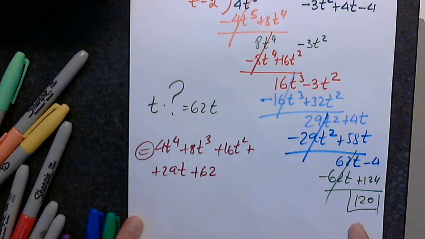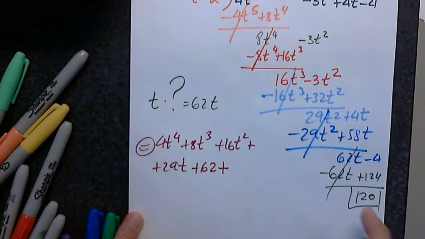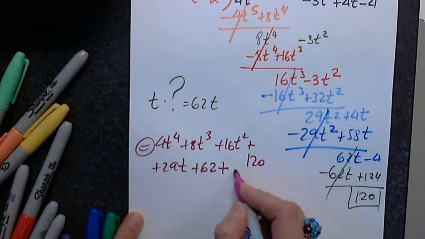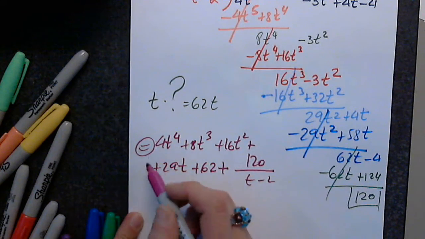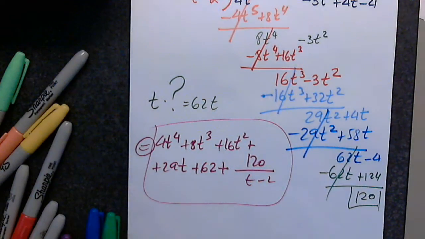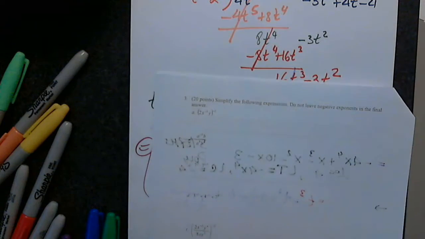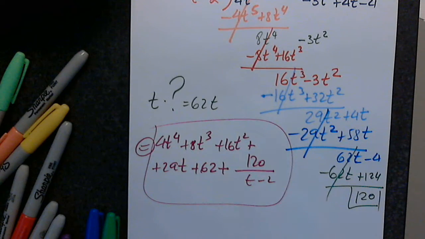Now I have to write a symbol. Which symbol will I write? Positive. Very good. And now the remainder, 120 divided by t minus 2. And that's the final answer. Okay? So let's go back to the second page. I'm sorry, we didn't finish this first page.